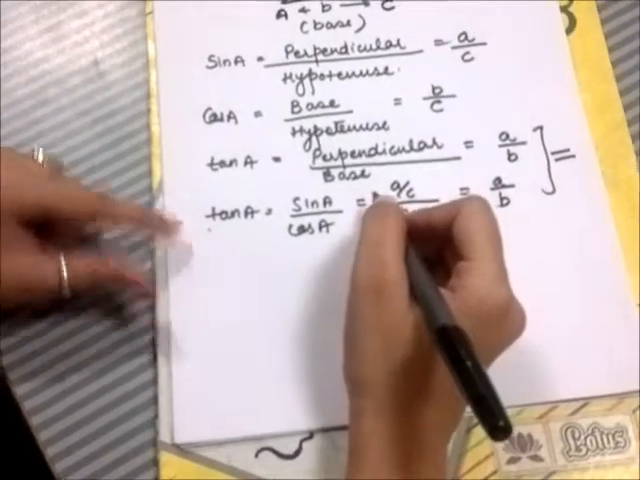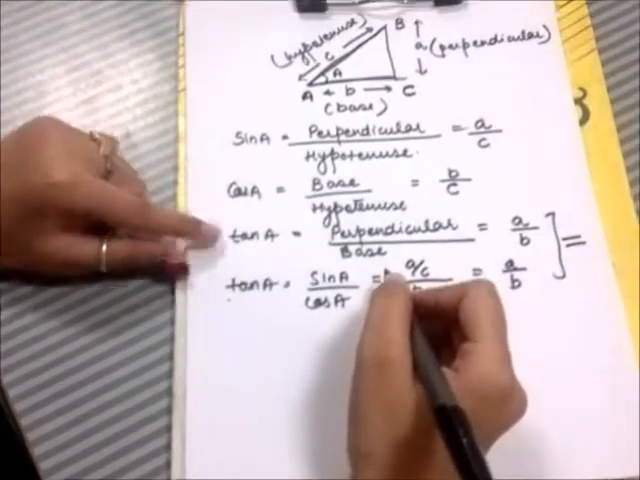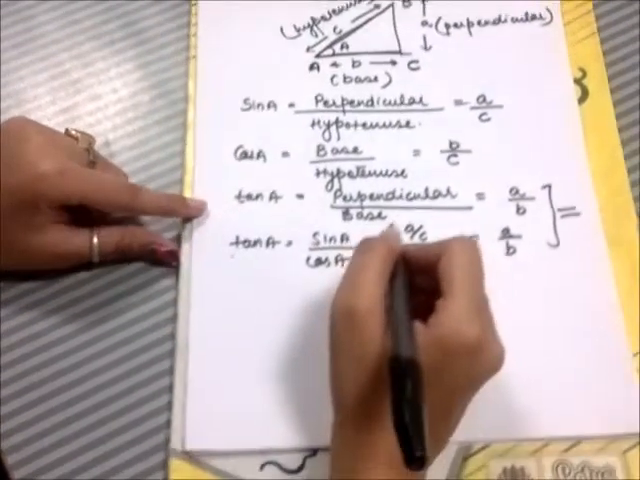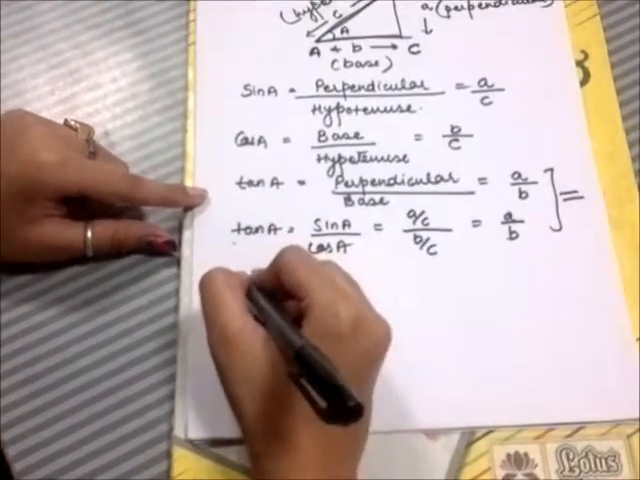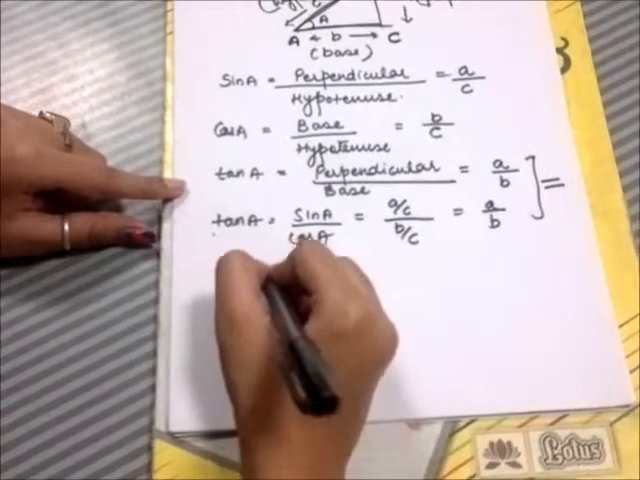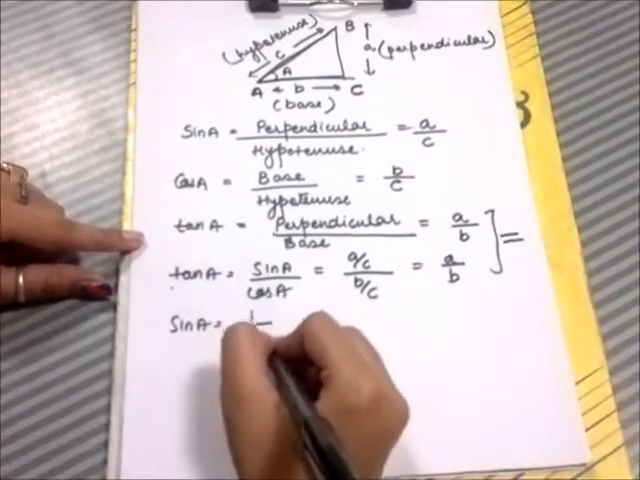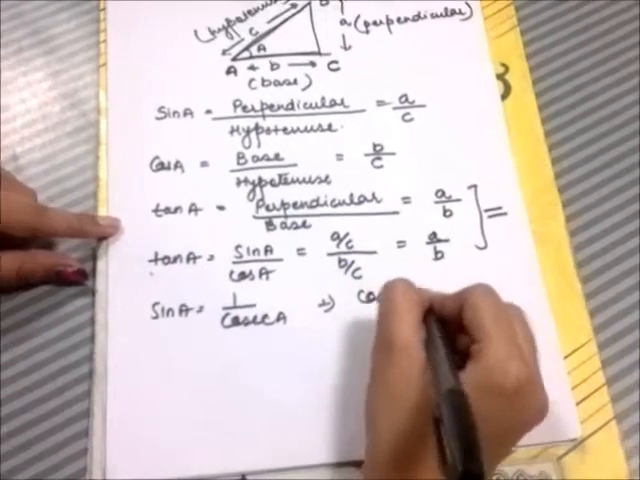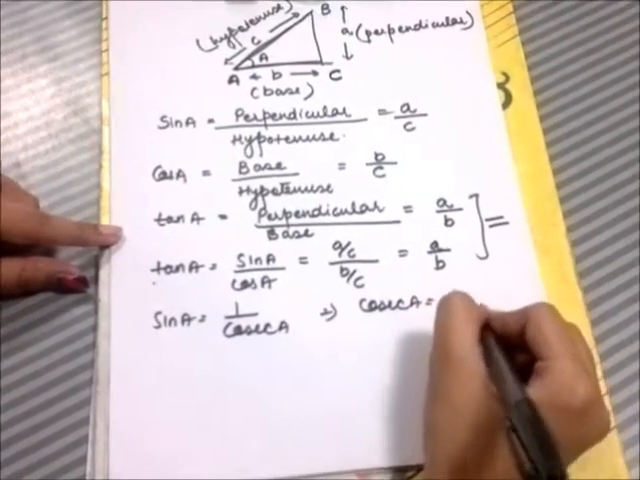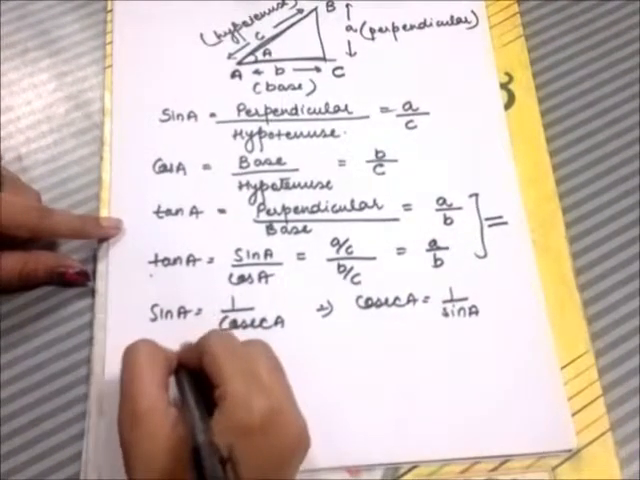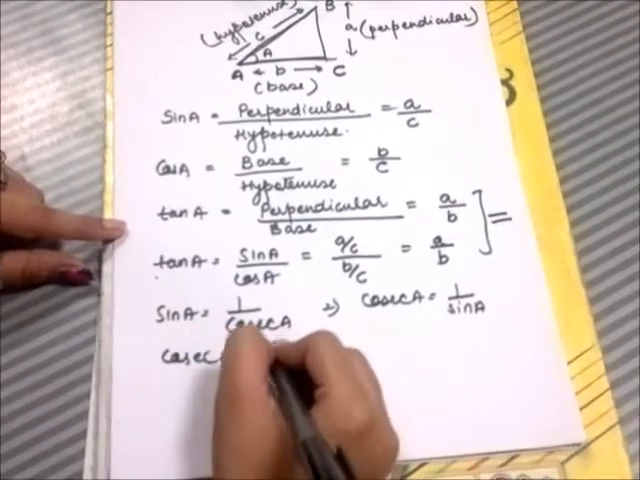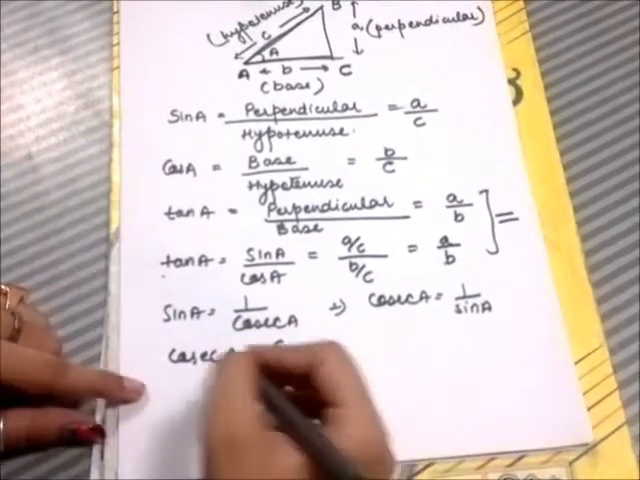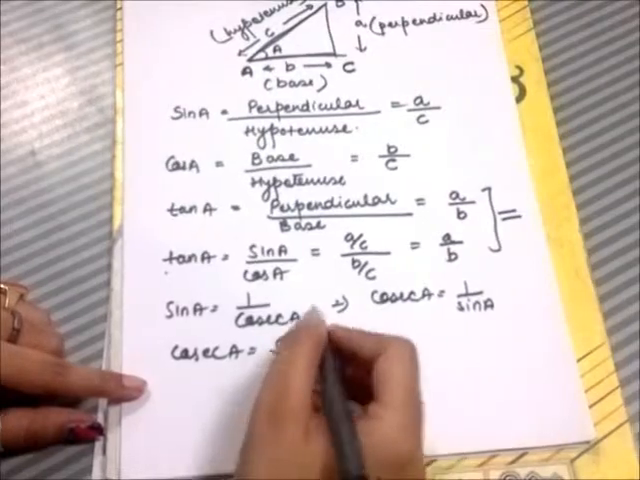Now we'll talk about the reciprocal ratios of all these three basic trigonometric ratios. The reciprocal of sin A is 1 by cosec A. That is, cosec A equals 1 by sin A. Cosec A equals C by A, since it is the reciprocal of sin A.